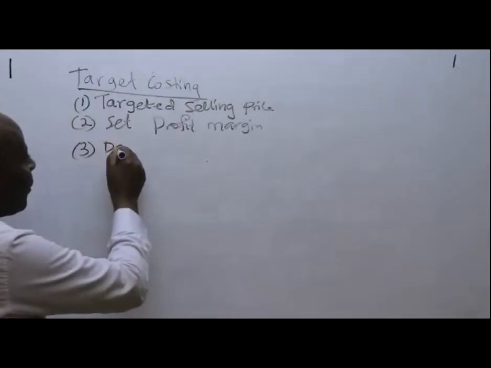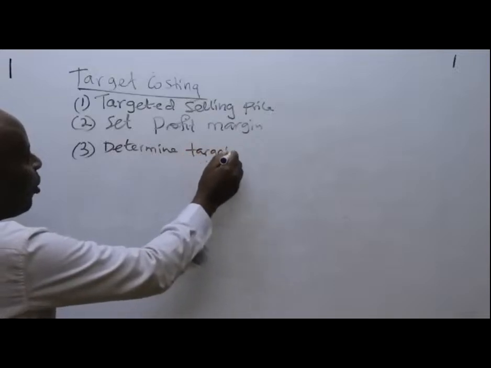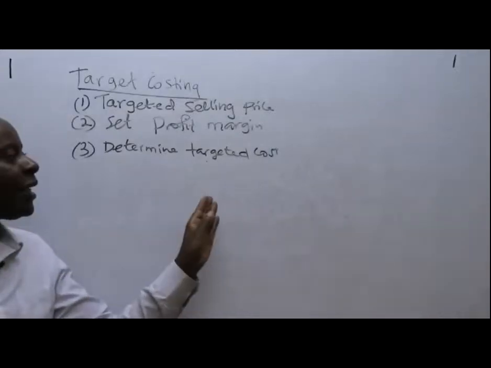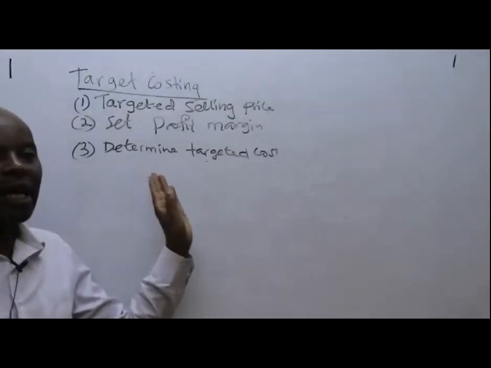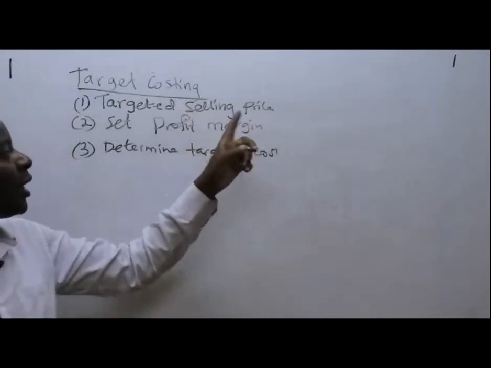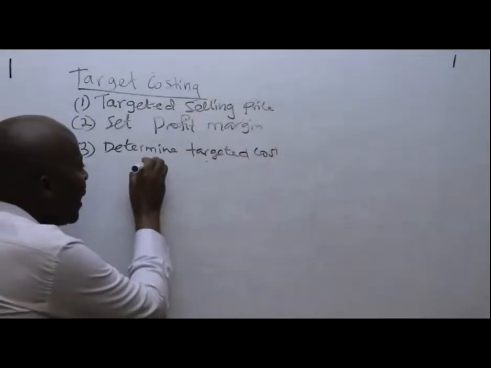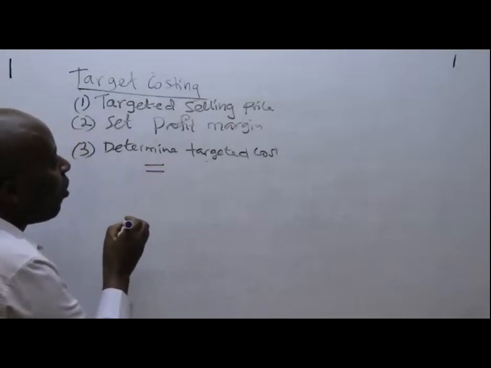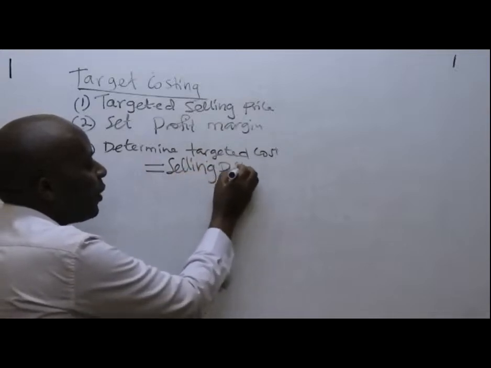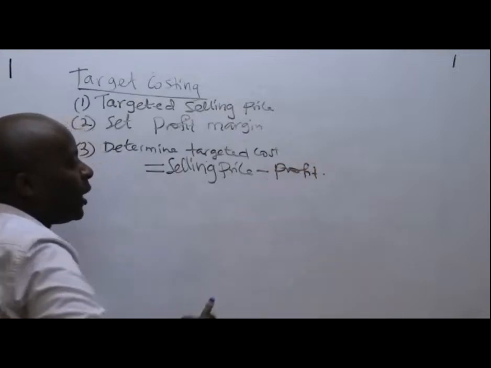You determine the targeted cost. And how do you get this targeted cost? To get the targeted cost, ladies and gentlemen, what you're supposed to do is to take the selling price you have up there, and you subtract the profit margin.